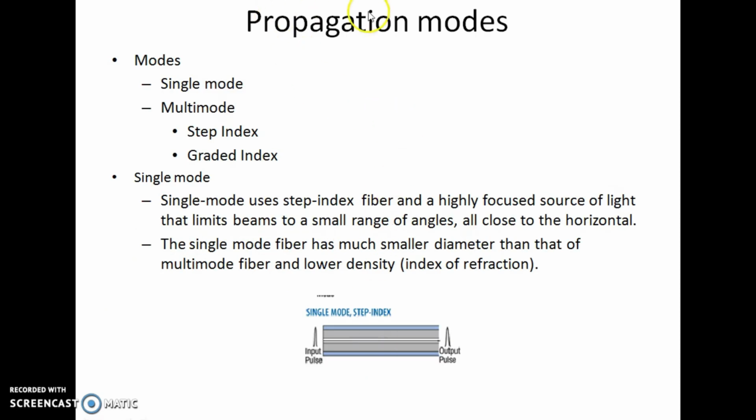Next is the propagation mode. In fiber optic cable, there are two modes: single mode and multi-mode. Multi-mode consists of step index and graded index. First is single mode. Single mode uses step index fiber and a highly focused source of light that limits the beam to a small range of angles, all close to the horizontal. Single mode fiber has a much smaller diameter than multi-mode fiber and a lower density.